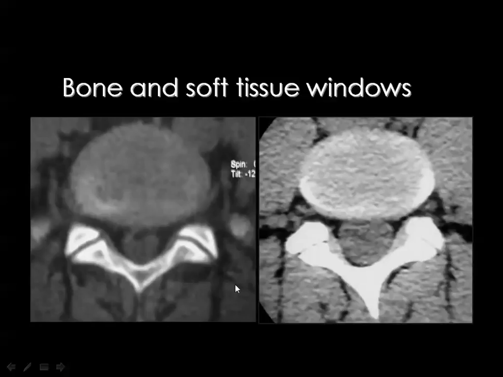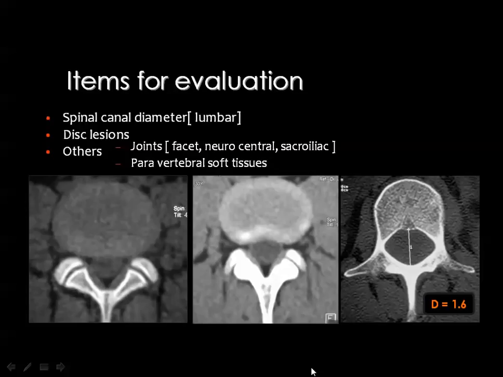Whenever we are evaluating the spine, we usually ask ourselves what we are going to evaluate, and whether this part is a bony part or a soft tissue part. If we are evaluating a soft tissue structure, we should look in the soft tissue window, while if we are evaluating a bony structure, we should look in the bone window images so that we can do an accurate evaluation. Then what are the items for evaluation in the spine by CT?